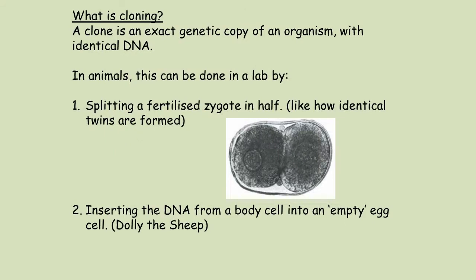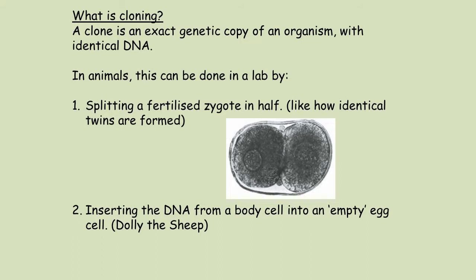Okay, so we're going to talk briefly about cloning. So cloning is when you have an exact genetic copy of an organism. So you'll have 2 living things with identical DNA. And in animals, this can be done in the lab in 2 different ways. So firstly, we can split a fertilized zygote in half.